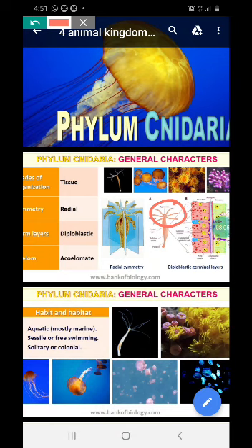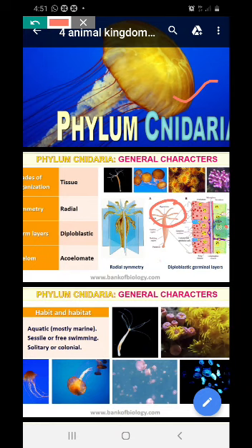The examples are hydra, sea anemone, and these jellyfishes. You have seen jellyfishes, right? All these are examples of Cnidarians. Clear? We'll see the general characters now. They possess tissue level of organization. They have some tissues grouped together to perform some functions. And for symmetry, they possess radial symmetry, which means in many planes they can be cut exactly into two halves.